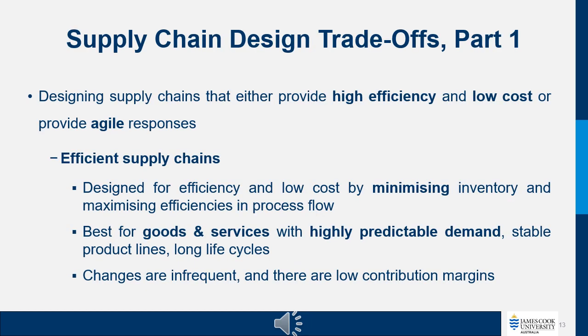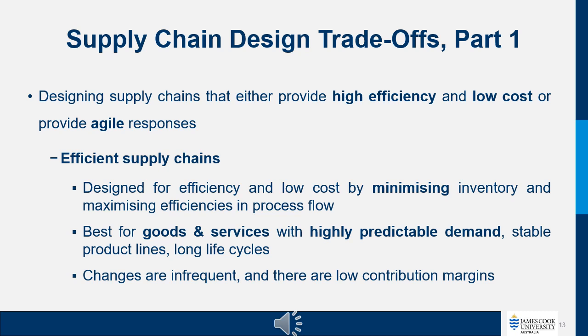Supply chain design trade-offs refer to strategic decisions and considerations that organizations face when designing their supply chain. There are two primary trade-offs in supply chain design. The first one here is efficiency and responsiveness. So efficient supply chains are designed to minimize cost and maximize operational efficiency. They aim to streamline processes, minimize inventory levels, and optimize the flow of goods and services.